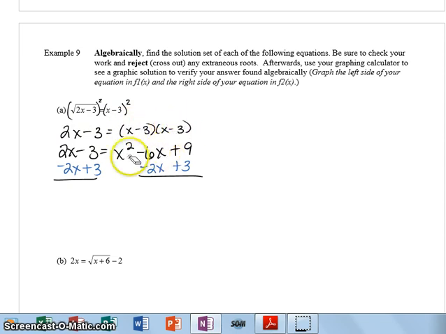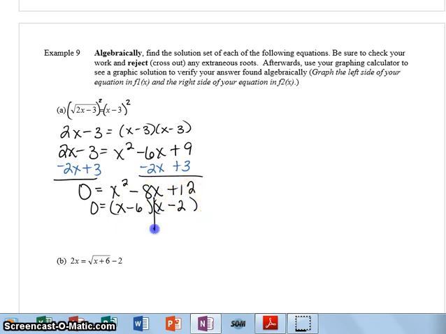Some of you use Box method. Now I'm moving everything over to the right side to keep my x squared term positive, and that's going to result in 0 is equal to x squared minus 8x plus 12. So now I have to factor this. So I'm saying what two things multiply to a positive 12, but then would add to a negative 8. So it's going to be negative 2 and negative 6. So I get x equals positive 6 and x equals positive 2.